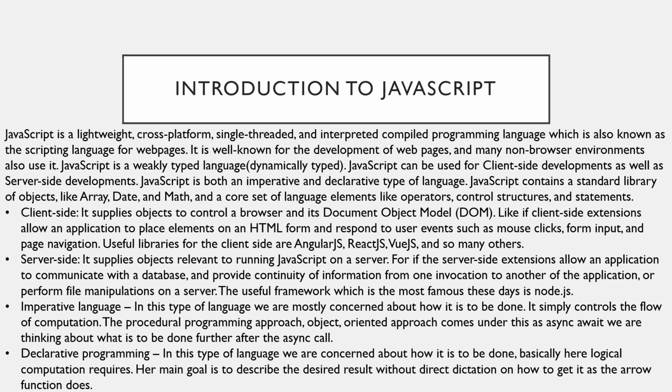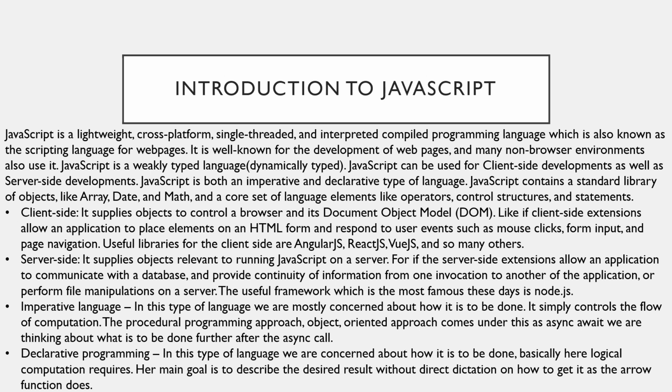JavaScript is a lightweight, cross-platform, single-threaded, interpreted, compiled programming language, which is also known as the scripting language for web pages. It is well known for the development of web pages and many non-browser environments. JavaScript is a weakly typed language that is dynamically typed. JavaScript can be used for client-side development as well as server-side development. JavaScript is both an imperative and declarative type of language.